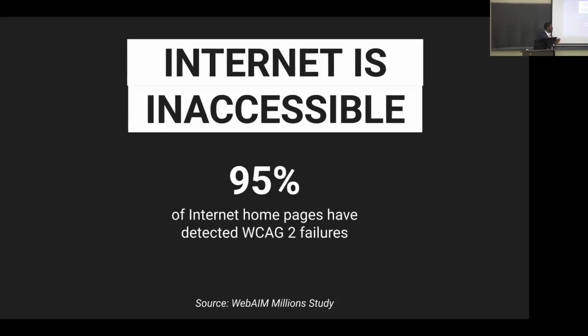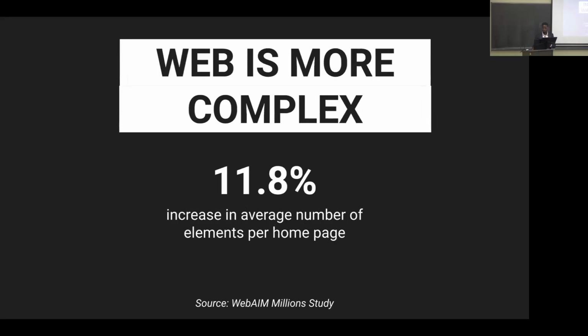So where are we today? The internet is inaccessible. 95% of the internet's homepages, when scanned with WCAG, fail, right? This is the WebAIM Million study. I think a lot of us know about this study. They do it every year, and the number usually changes between 95% is inaccessible and 100% is inaccessible, which is the number that we all recognize.